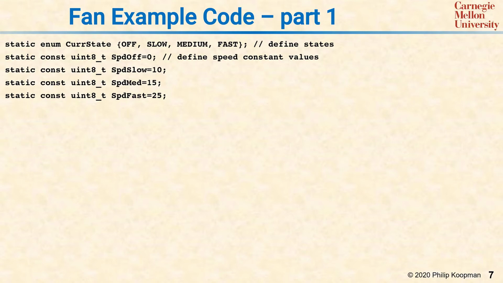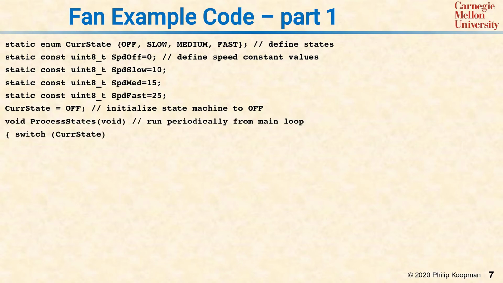We initialize current state to off. That corresponds to the reset arc. And note that we're able to use the name of the state so it's more obvious what's happening in the code. There's a procedure, process states, which periodically runs from the main loop. So for example, it might run 10 times per second and processes this state machine. In general, every state machine will have a subroutine like this to process its states, and all the state machines are run periodically in part of the main loop of the software.